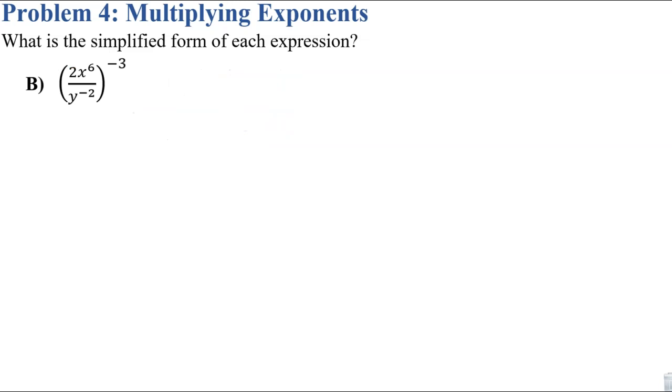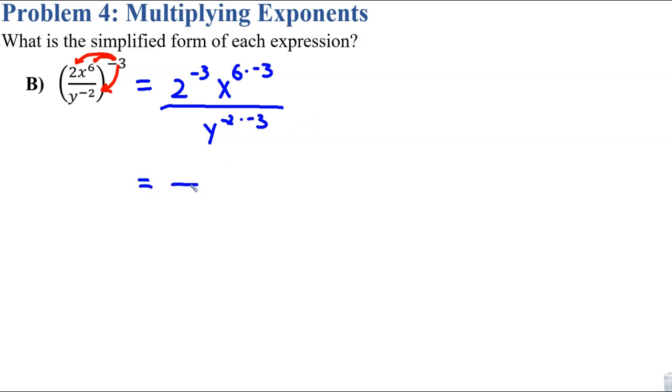All right, now multiplying exponents are going to work out the same way when we have a quotient. I'm going to take this exponent and distribute it to both the numerator and the denominator. So that's going to leave me with a 2 to the negative 3 power. We'll talk about dealing with that in a minute. Times x to the 6 times negative 3, over y to the negative 2 times negative 3.